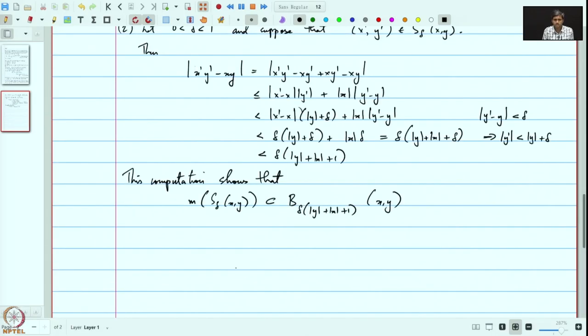So once again, let's check why this shows this. This is because if (x', y') is in this set S_delta(x, y), then m of (x', y'), which is equal to x'y', we have just now checked that, belongs to the ball of xy. So sorry, there's a typo over here. xy, yeah.